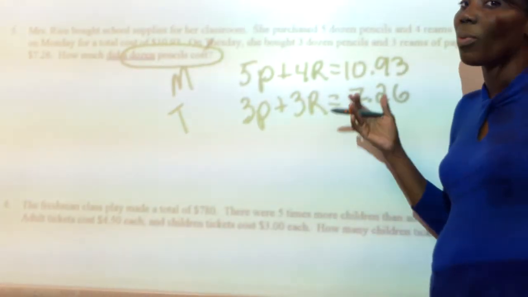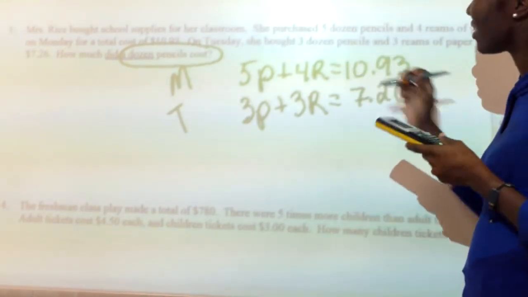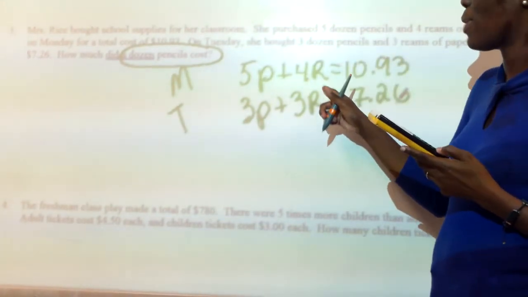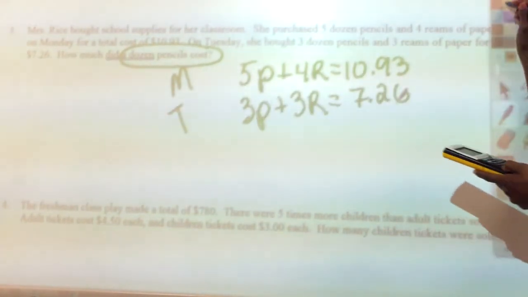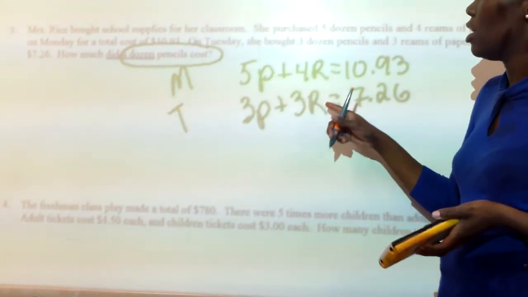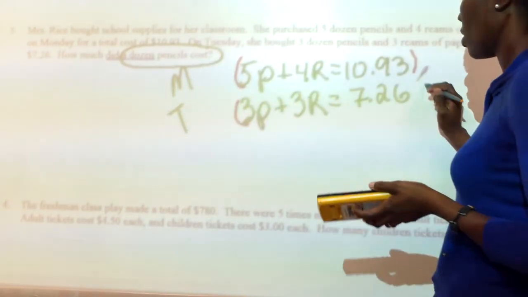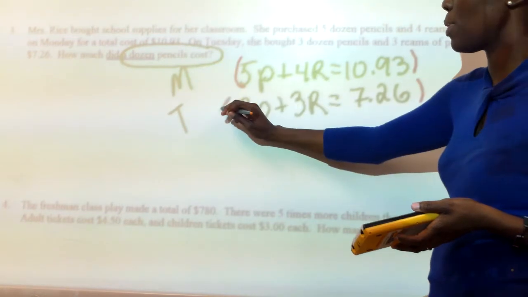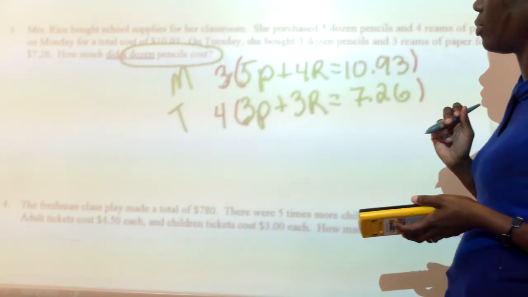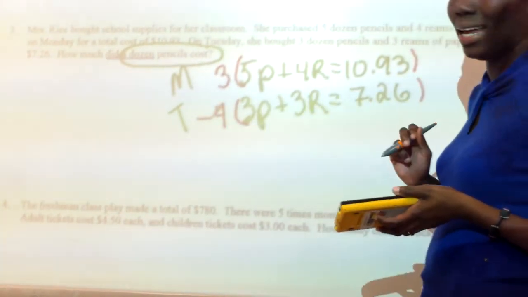So which one would we probably want to eliminate? Reams of paper. So we're eliminating the reams of paper so we can figure out the pencils. With the elimination method, if you notice they have 2 different coefficients, so the best thing will probably be just to flip-flop the coefficients. Since this one has 4, I'm going to multiply the whole bottom by 4. This one has 3, so I'm going to multiply the whole top by 3. And in order for the reams to cancel, one of them has to be a negative.